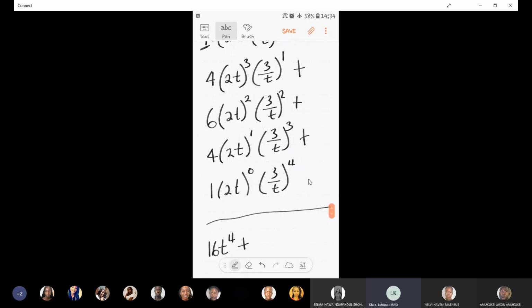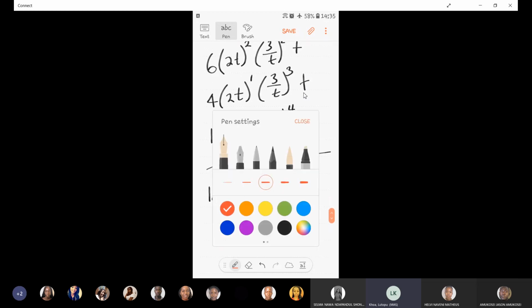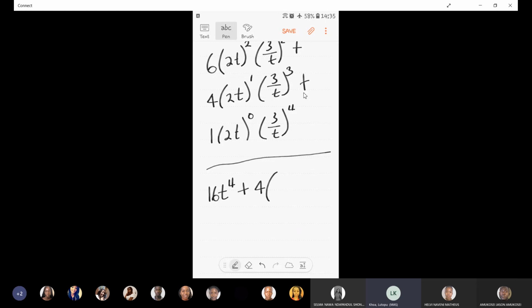Then I look at my second term. Here I have 4. And this term over here, I should work it out before I multiply with the 4. So what I will have there, this is 2t to the power of 3. This means 2 to the power of 3, which is 8, times t to the power of 3. So this is 8t to the power of 3. And then 3 over t to the power of 1 is just 3 over t. So the numbers I will multiply are 4 times 8 times 3. So let me write that down. So I have 4, then I have 8t cubed, and then I have 3 over t. That is my second term.